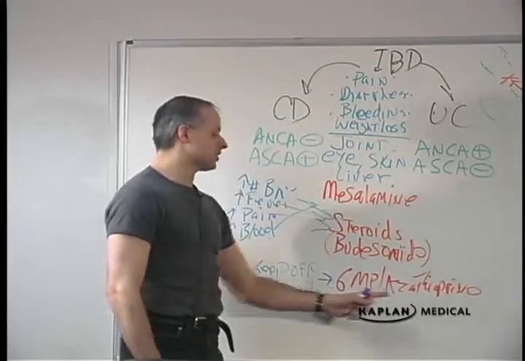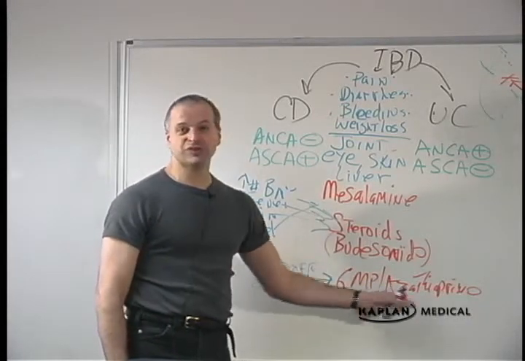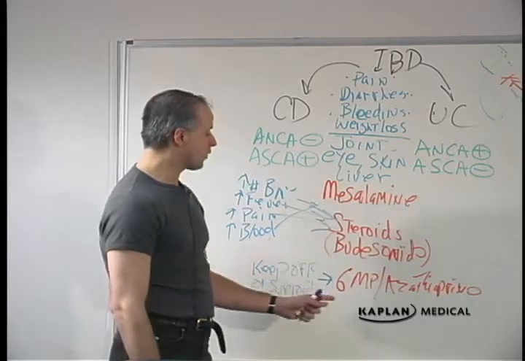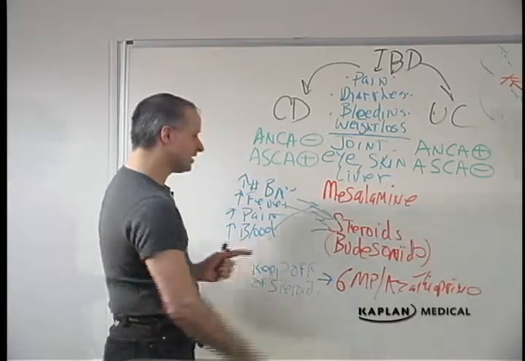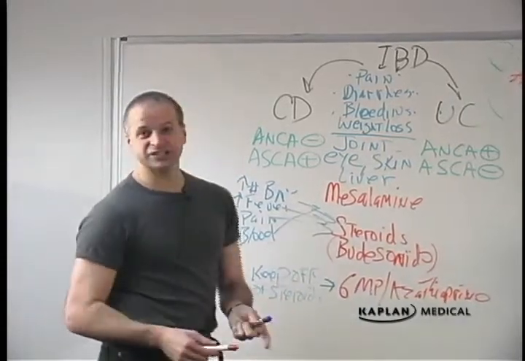How do you keep someone off of steroids? 6-mercaptopurine and azathioprine. That's what we're going to do. These drugs. Now we have some specialty items here.